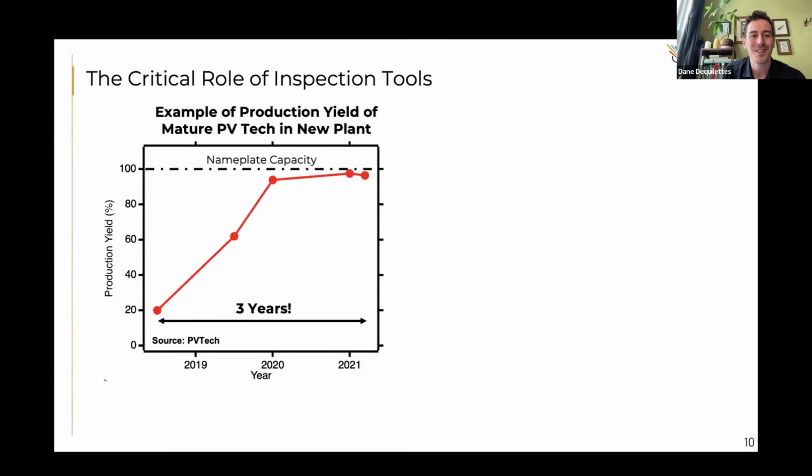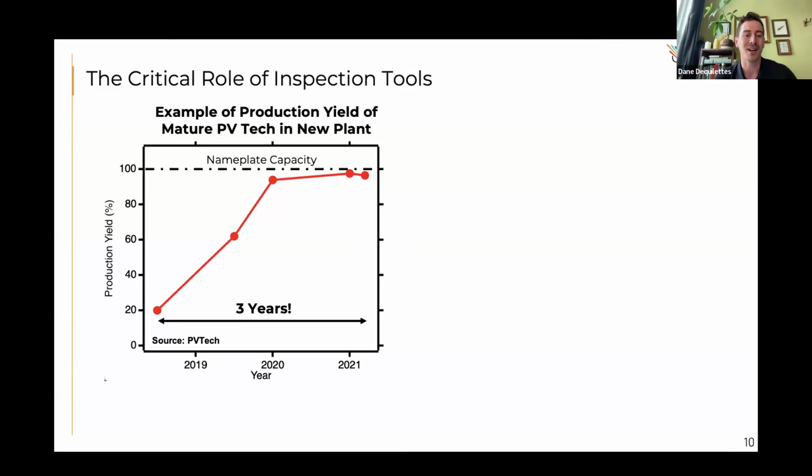So one really interesting set of data that I wanted to share is when you have, let's say, a mature PV technology, could be silicon, could be CadTel, you name your material, and then you're building a new plant. Let's say it's a 1 gigawatt plant. Typically, your production yields start extremely low, sometimes as low as 20%. So you're having up to an 80% scrap rate, just wasting materials. It's not meeting specifications. And this can take several years to get to your nameplate capacity of your production facility. So this is actual data points from a plant of a mature PV tech.